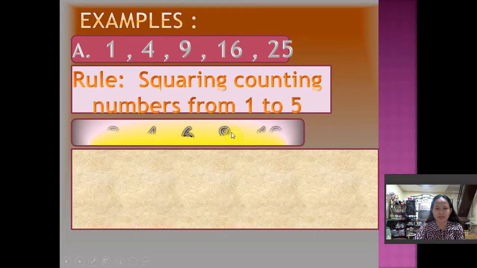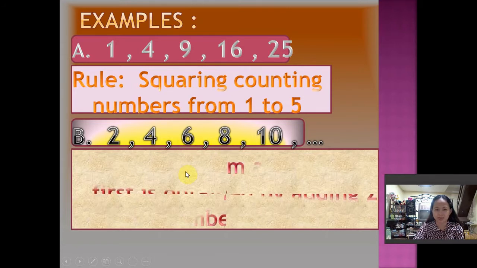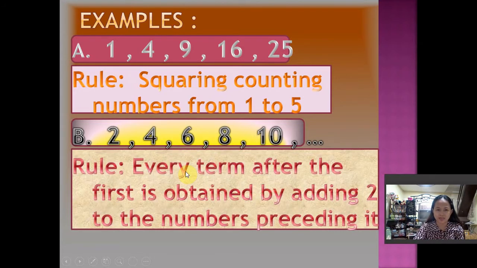How about the second example? Our terms are 2, 4, 6, 8, and 10. Take note of 2. What did we do to 2 to get 4? What did we do to 4 to get 6? And so on. So what do you think is the pattern or rule for this sequence? Every term after the first is obtained by adding 2 to the number preceding it.